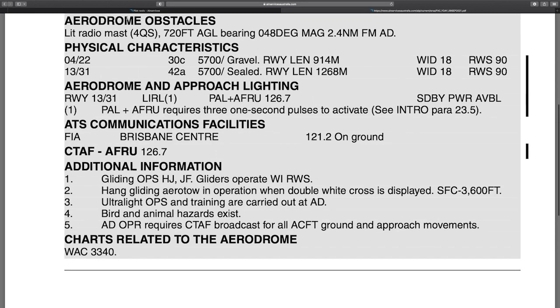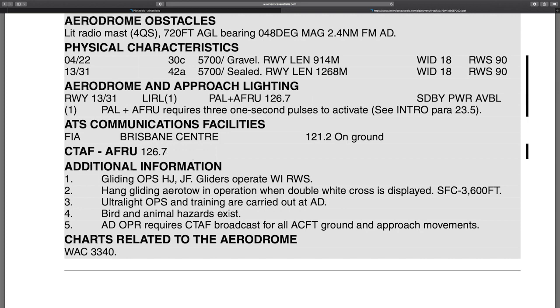Again, we have aerodrome obstacles, so there's a radio mast in close proximity to the aerodrome. We have the physical characteristics of the runways. We have the aerodrome and approach lighting information as well, and the procedures that we need to follow underneath that. We have the aerodrome terminal services communication facilities. So the flight information area for Dalby sits in Brisbane Centre, which is 121.2 on the ground. And our CTAF frequency when we're operating aircraft is 126.7. That is also the aerodrome frequency response unit as well.